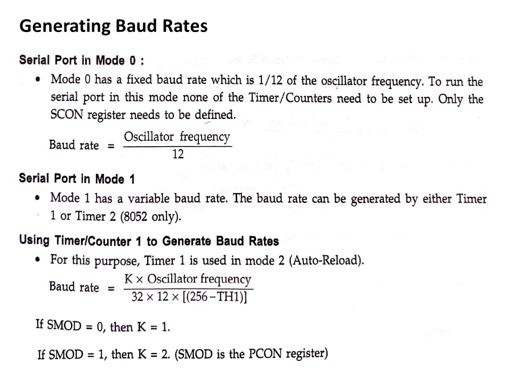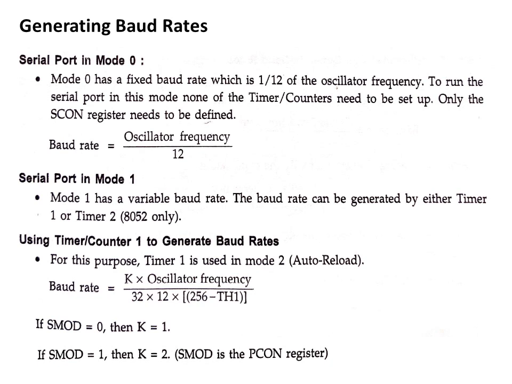The baud rate generated will be equal to k into oscillator frequency divided by 32 into 12 into (256 minus TH1), that is timer 1 value, as given in the equation. In the previous equation, the value of k is equal to 1 if the SMOD bit in the PCON register, that is the power control register, bit number 7, is equal to 0, and if SMOD value is equal to 1, then k is equal to 2. So SMOD is in the PCON register.